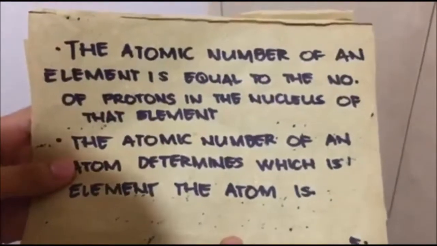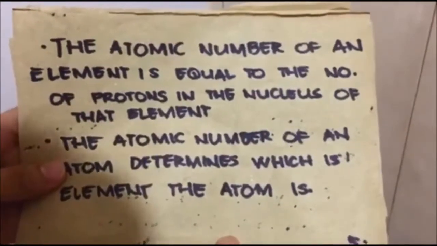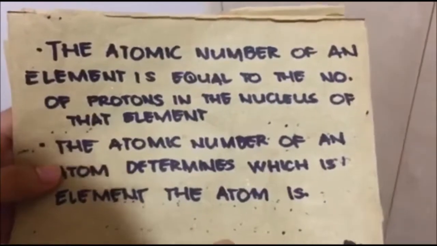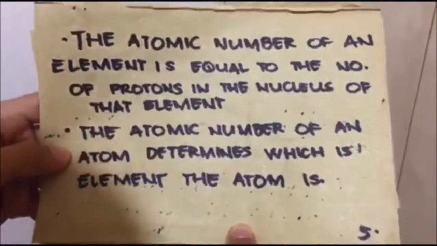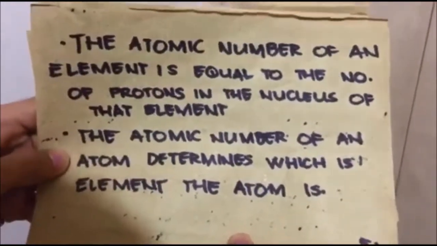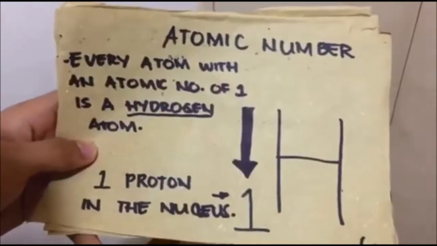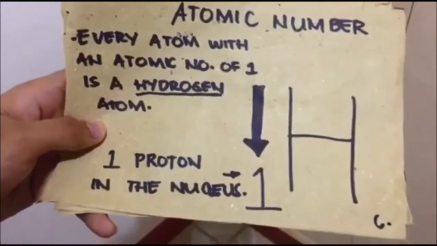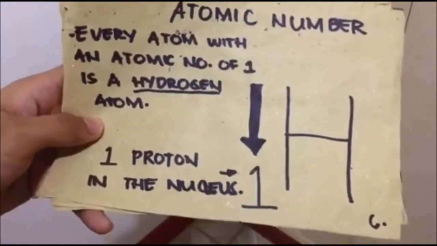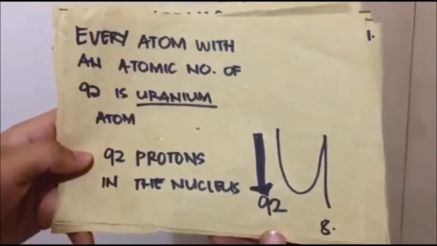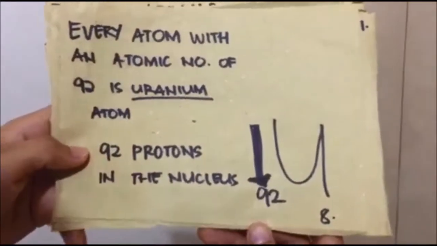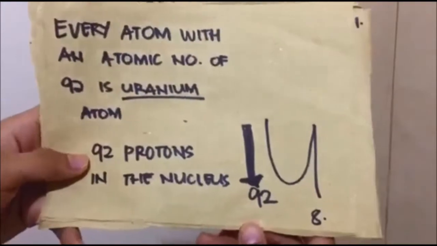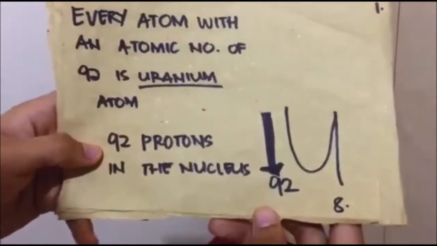The atomic number of an element is equal to the number of protons in the nucleus of that element. The atomic number of an atom determines which element the atom is. Atomic number. Every atom with an atomic number of 1 is a hydrogen atom. There is 1 proton in the nucleus. The next one is uranium. Every atom with an atomic number of 92 is a uranium atom. There are 92 protons in the nucleus.